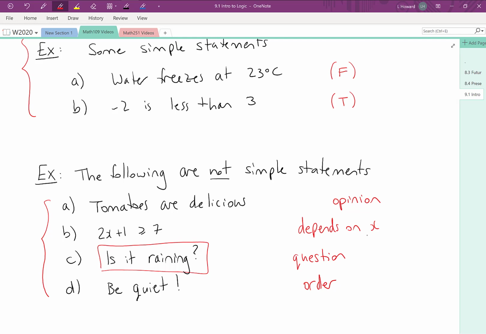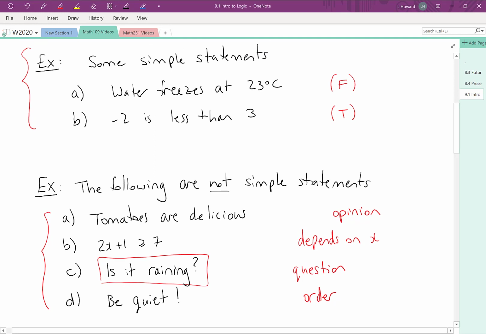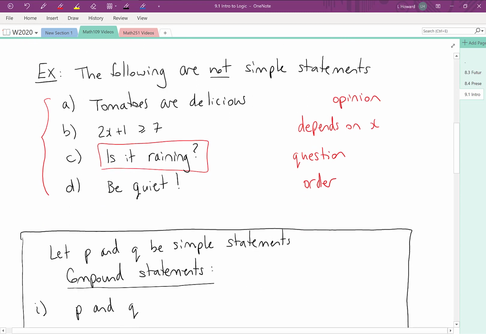So we're going to restrict ourselves just to the simple statements, the type that we saw up at the top of the screen here, where we're making statements where everyone would agree on the truth value, whether it's true or false. So now that we understand what a simple statement is, we can start to work towards the idea of compound statements. So for short, we're going to let the symbols P and Q represent simple statements. If we had 3 simple statements, we might use P, Q, and R, for example, to stand in for those simple statements. And we're going to start to take a look at what we mean by compound statements.